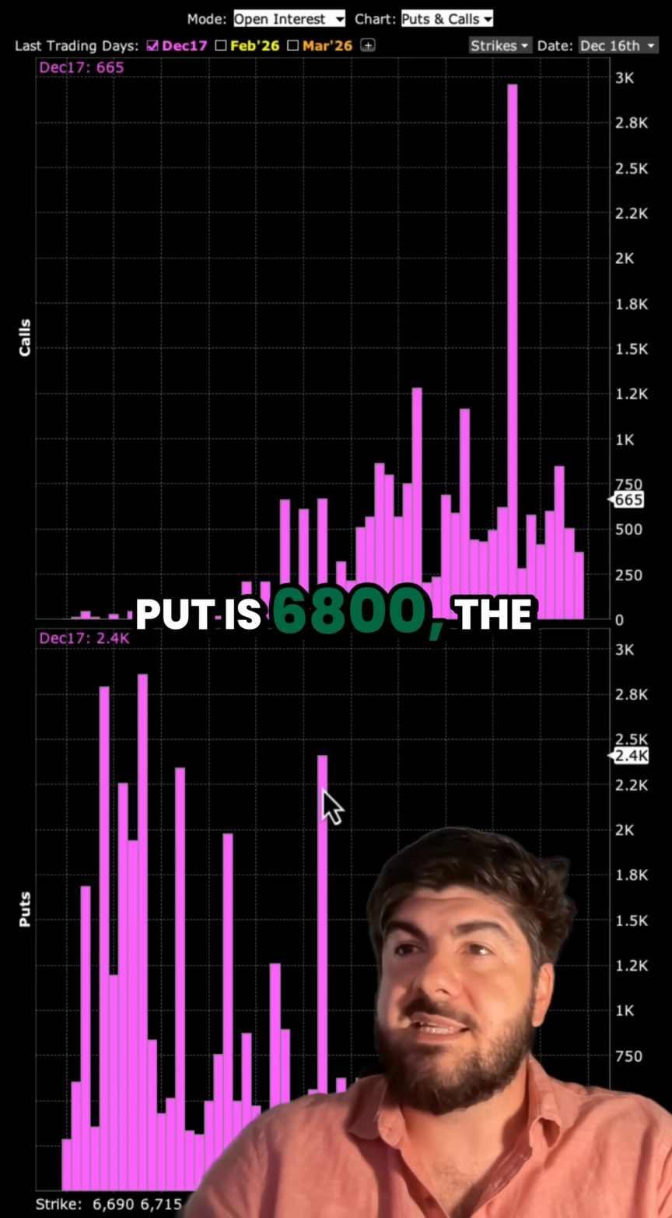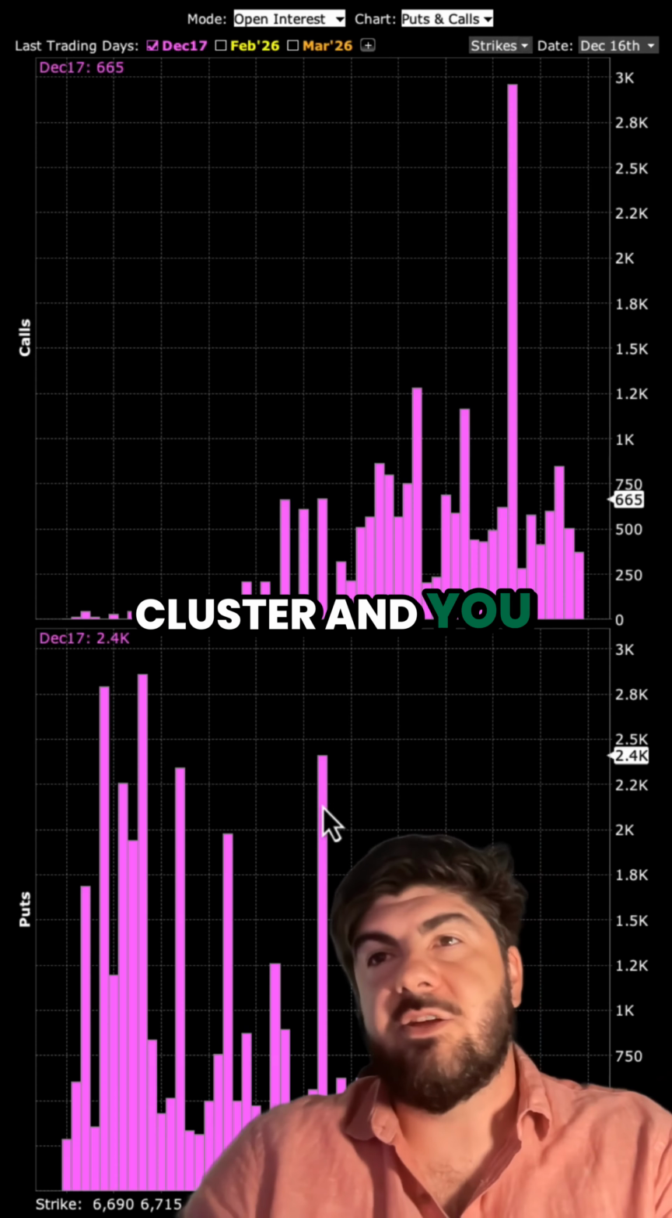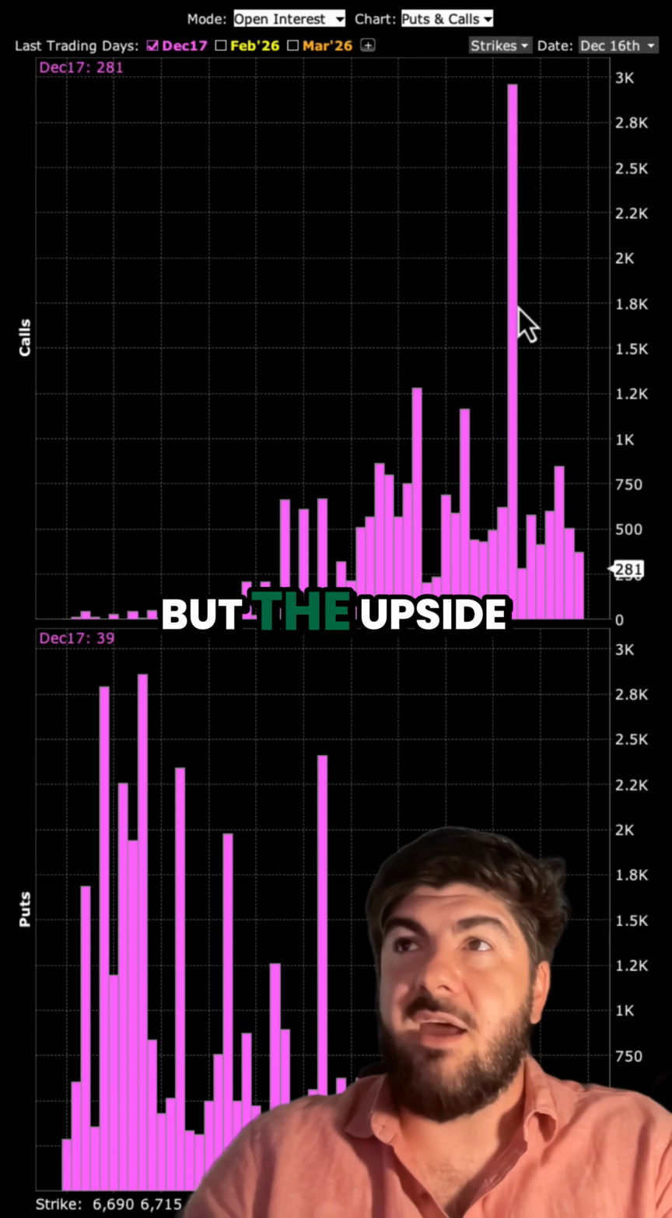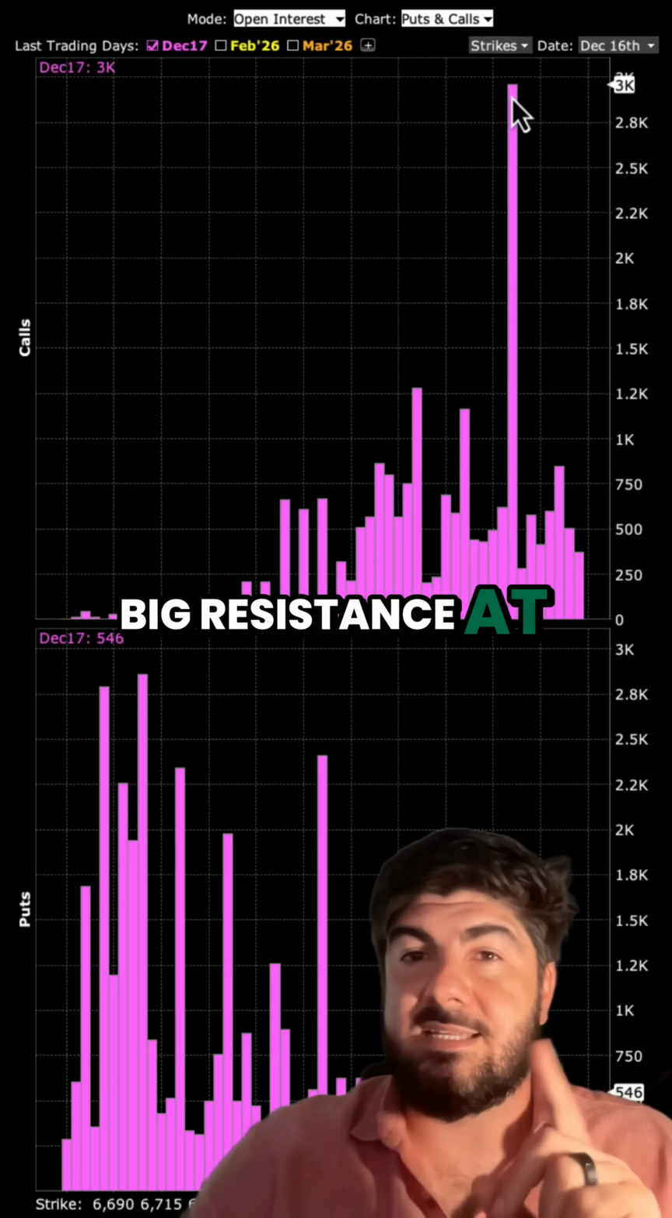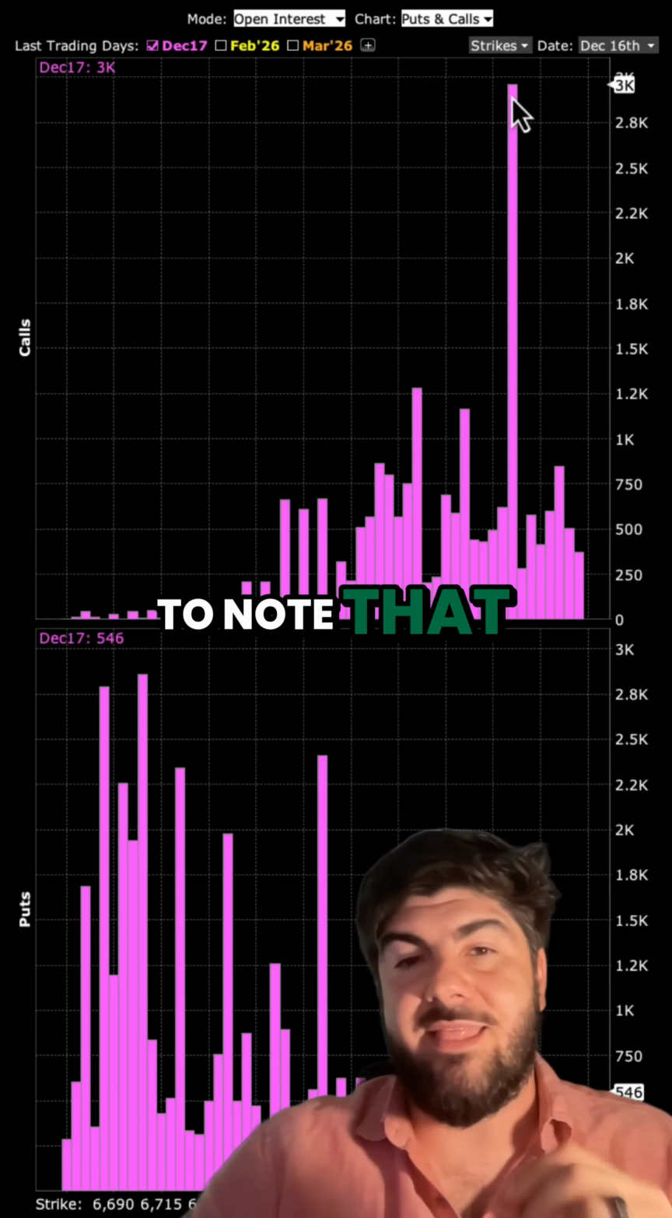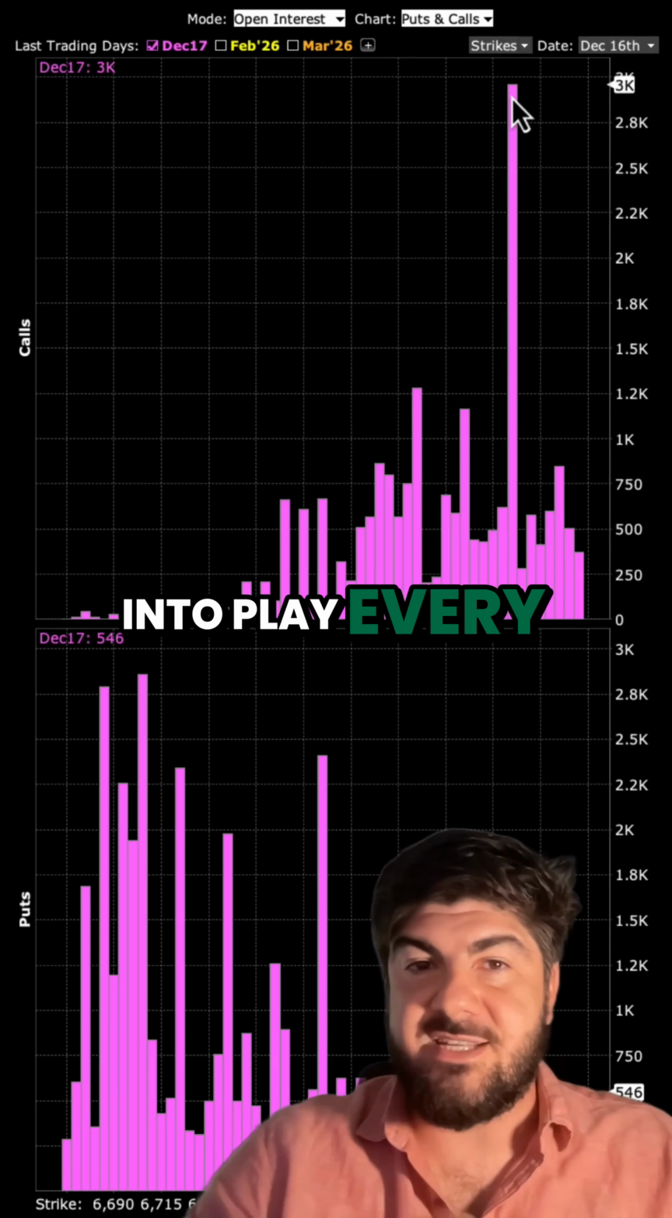The one on the put is 6,800, the second biggest cluster, and you can see there's not as much put gamma. But the upside becomes a really big resistance at 6,900, and you want to note that level down because it comes into play every single day.